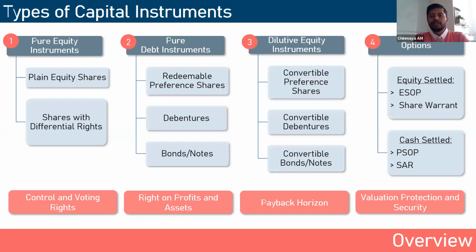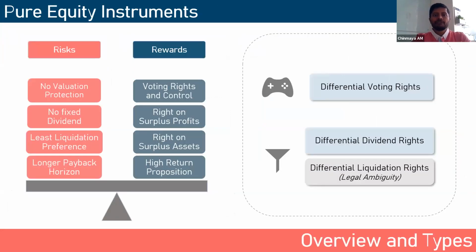Then payback horizon: how much is the periodic horizon in which we get back. Generally, equity instruments will have a long payback horizon, and debt instruments will have a shorter payback horizon. And then valuation protection and security. If they are secured instruments, then there is no character of equity in that. Mostly debt instruments will have security, and non-debt instruments will not have security. So on each of these things, let us see a little more of the characteristics of the instruments.